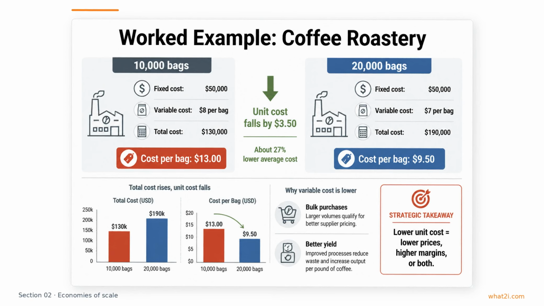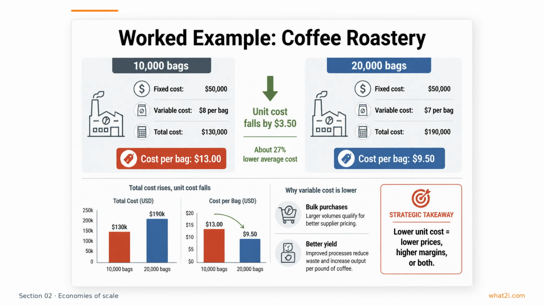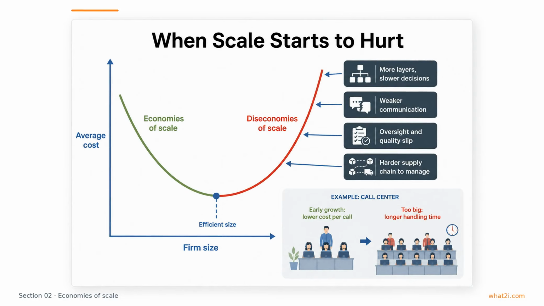At 10,000 bags, total cost is $130,000, which works out to $13 per bag. At 20,000 bags, total cost rises to $190,000, yet cost per bag falls to $9.50. That is a drop of $3.50 per bag, or about 27%. Some of the gain comes from spreading fixed costs, and some comes from better variable economics such as bulk purchases or improved yield. For investors, this is exactly the kind of improvement that can expand margins or support more competitive pricing. Scale helps only up to a point.